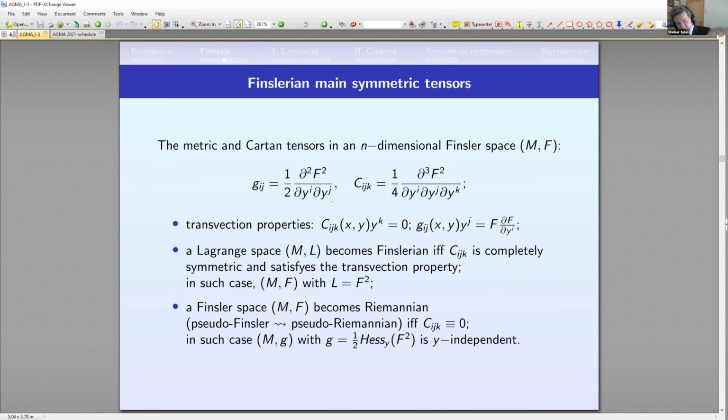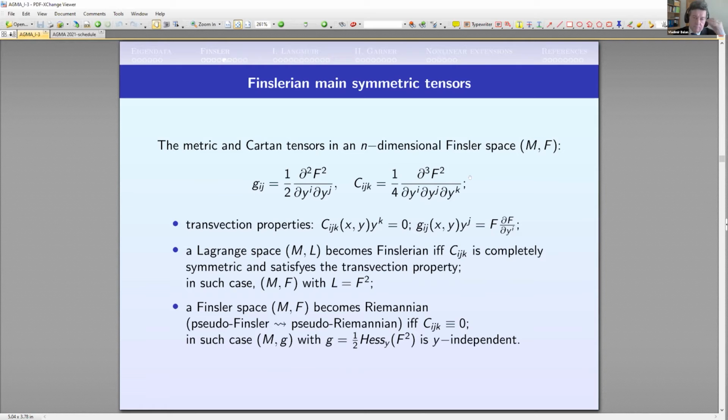Now here are the two tensors on which we focus from tensorial point of view and further from decomposition, Tucker decomposition point of view. Here is the fundamental tensor, g_ij, metric tensor, and here is C_ijk, the Cartan tensor, which, as I said, measures, so to say, the distance from the Finslerian structure to the subset of Riemannian structures. So it's a distance from a point to a subset in a very relaxed way of saying it.